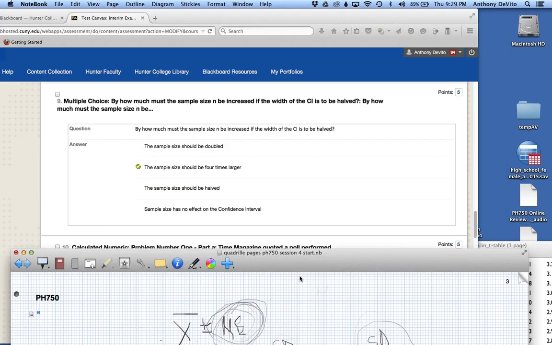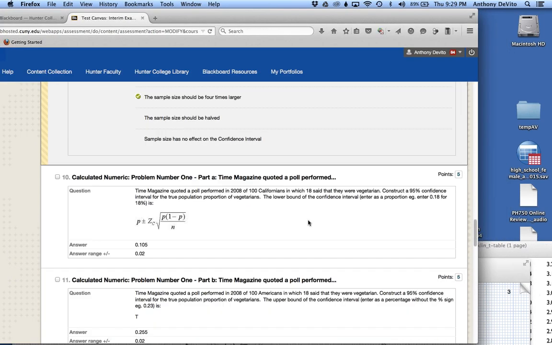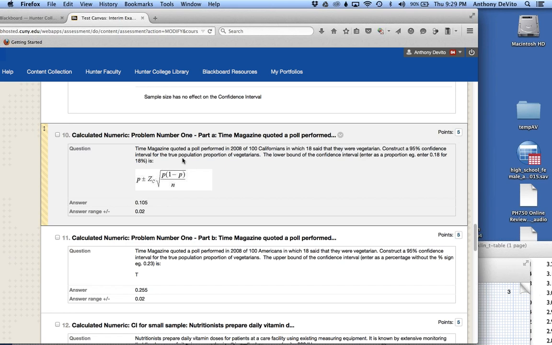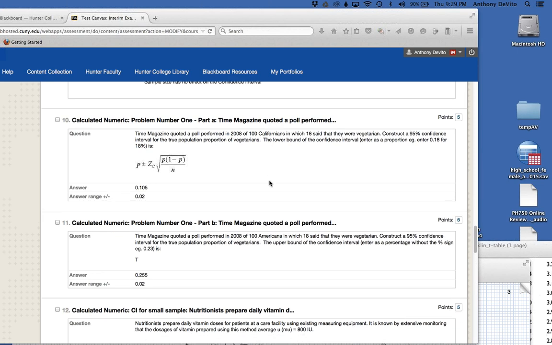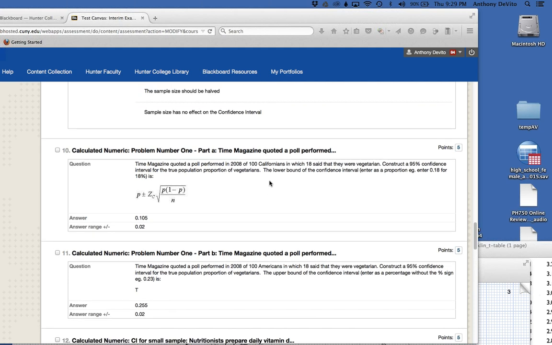Okay, let me get this out of the way and go back. Okay, now I gave you a formula for this one, so you didn't have to dig around. Time magazine quoted a poll performed in 2008 of 1,000 Californians, in which 18 out of the 100 Californians said that they were vegetarian. Construct a 95% confidence interval for the true population proportion of vegetarians. And then it asks you for what the lower bound is going to be and what the upper bound is going to be. Okay, so let's apply this formula.